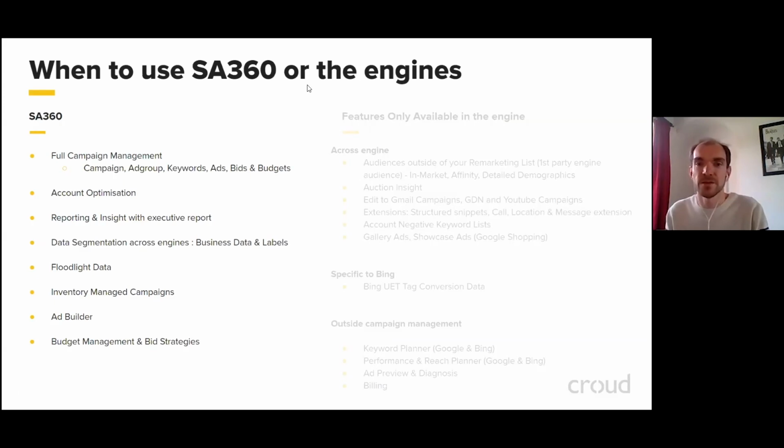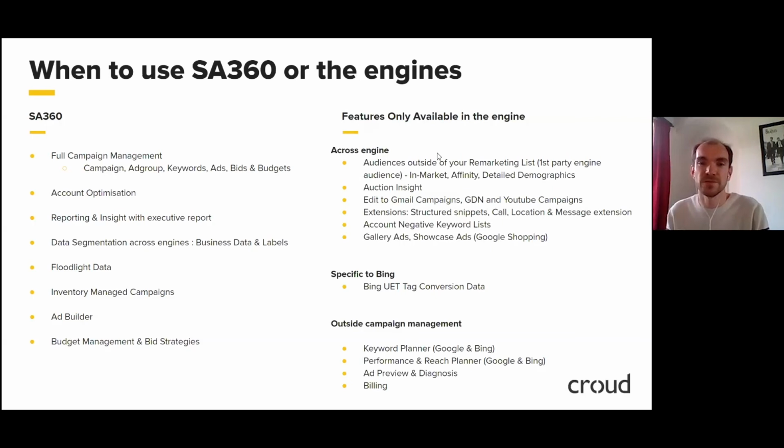In here, you'll have features that are only available in the engine. So any first-party data, which will be either in-market, affinity, your detailed demographic in Google, will be managed in the engine. Any of the auction insight, for example, will remain in the engine. It's not something that SA360 can aggregate. Any specific Google campaigns, such as Gmail, YouTube campaigns, the data will be pulled through, but you'll not be able to manage them in SA360.